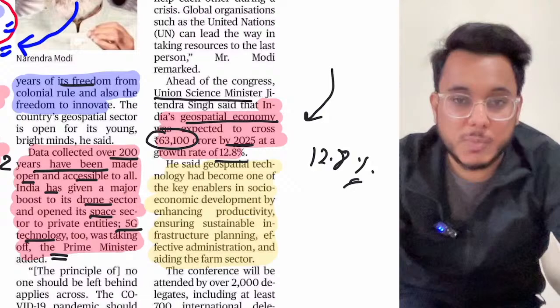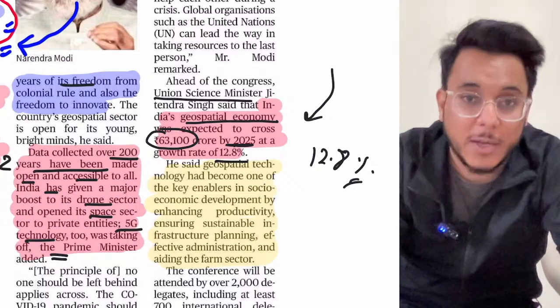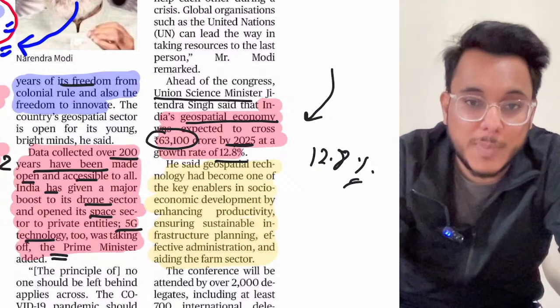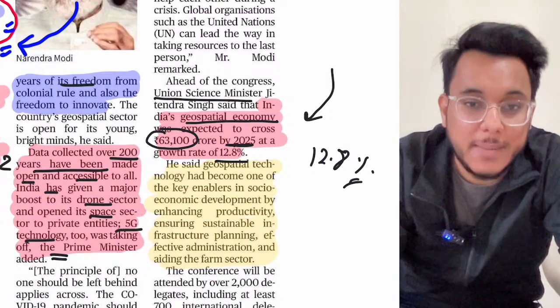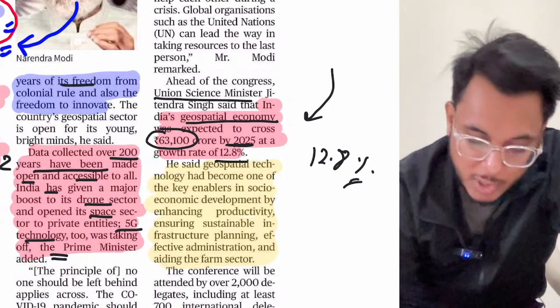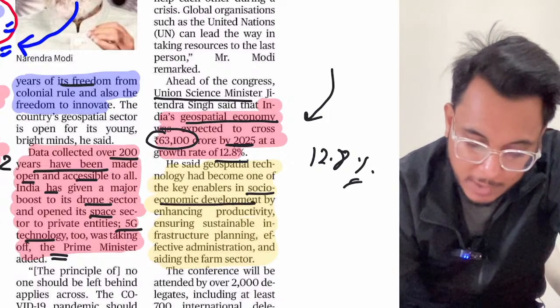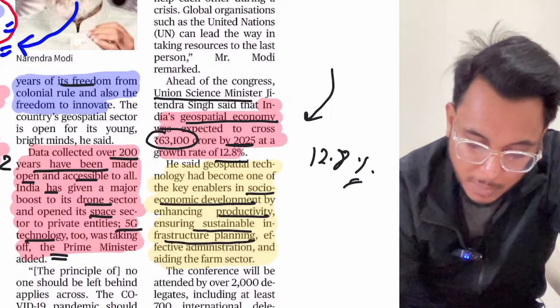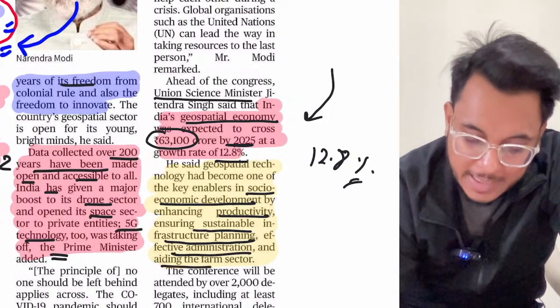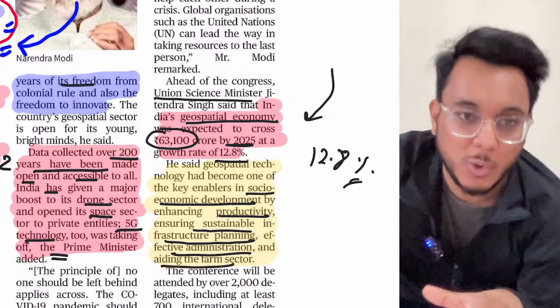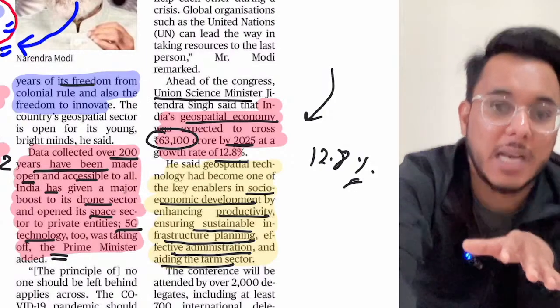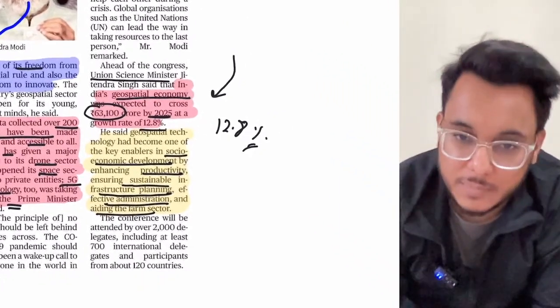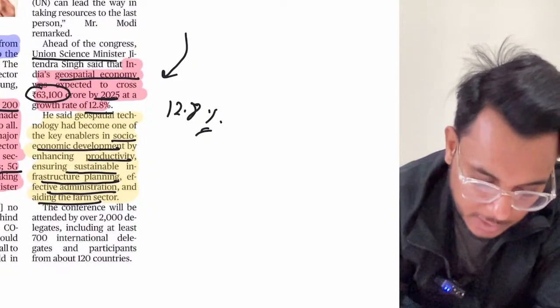So today geospatial technology has economic value. Moreover, geospatial technology has also become an enabler in socio-economic development. It can enhance productivity, ensure sustainability in infrastructure planning, enable effective administration, and aid the farm sector. How will it do that? I will explain it with the help of some examples. Okay. Fine. Now see this particular thing.